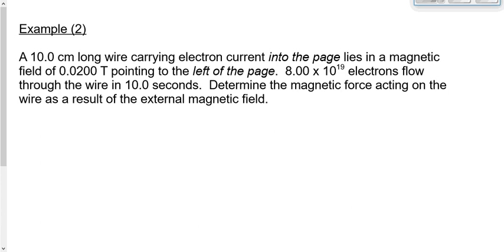Here's our example, number 2. It says a 10 centimeter long length of wire, circle that because we want to be in meters, carrying current into the page lies in the magnetic field pointing towards the left. Those are perpendicular, right? Perpendicular, so that works. This many electrons flow through the wire in 10 seconds. What's the magnetic force acting on the wire as a result of the magnetic field?